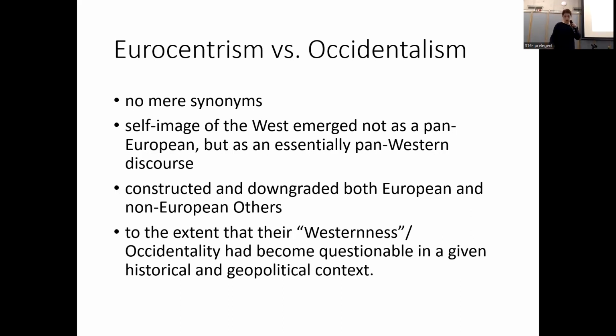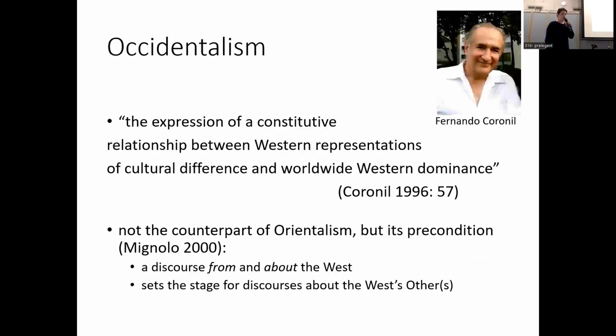And there were many such contexts. I'm going to illustrate a few. But just to give Coronil's definition, Coronil discusses Occidentalism as the expression of a constitutive relationship between Western representations of cultural difference and worldwide Western dominance. And Mignolo makes it clear that this doesn't mean that Occidentalism is the mirror image, the counterpart of Orientalism. On the contrary, it is its precondition.